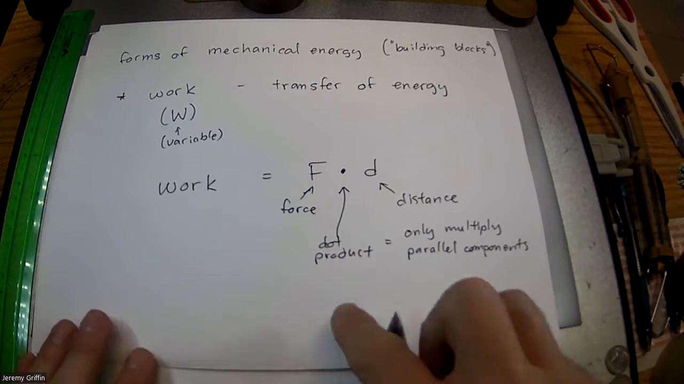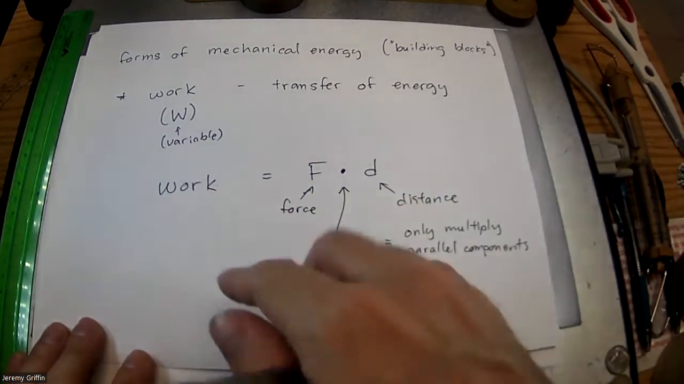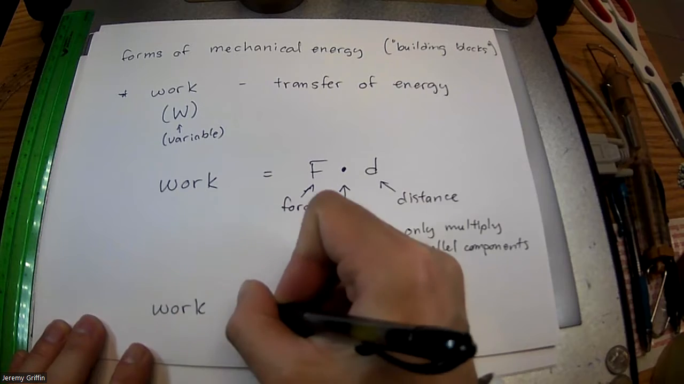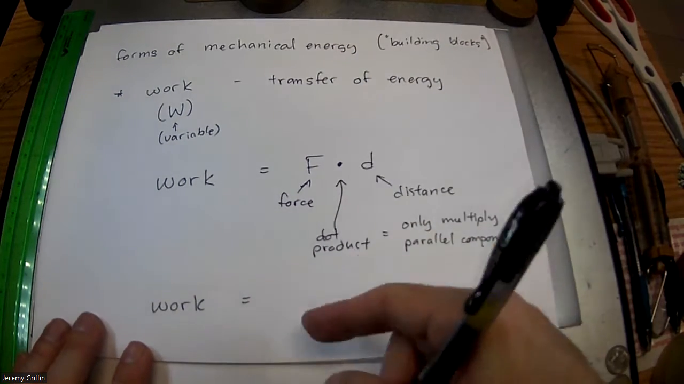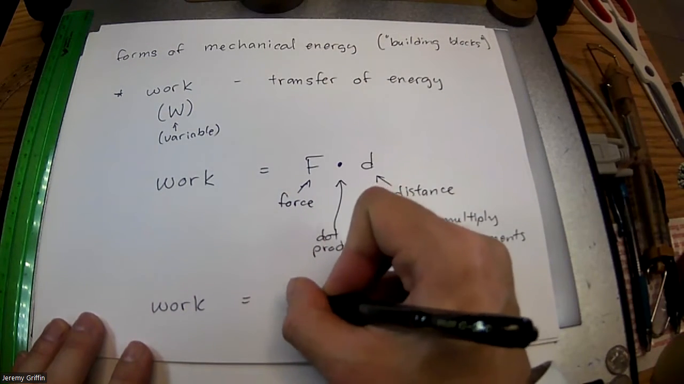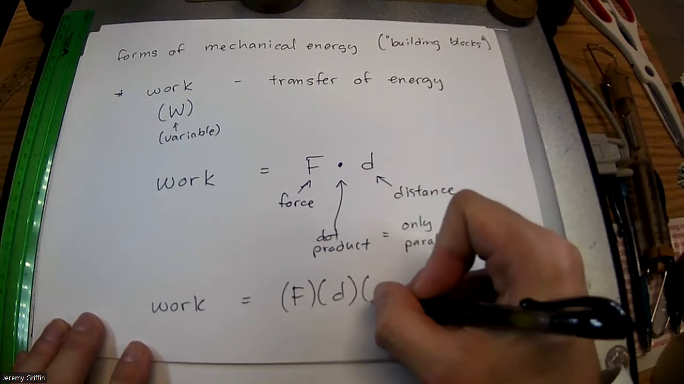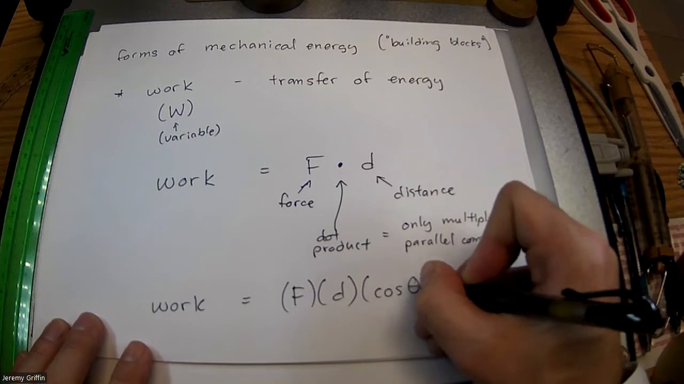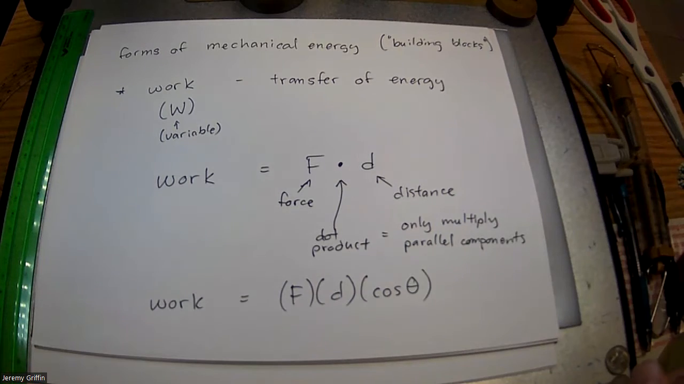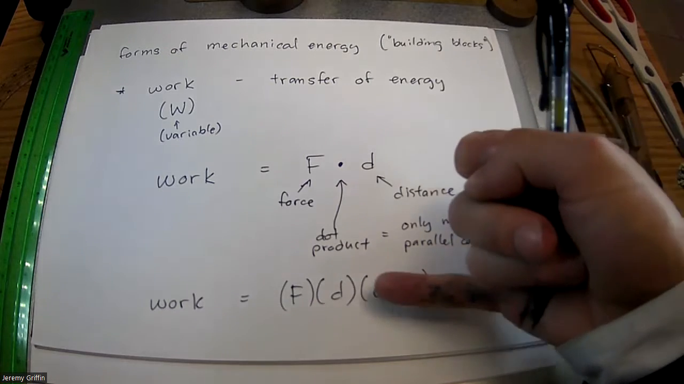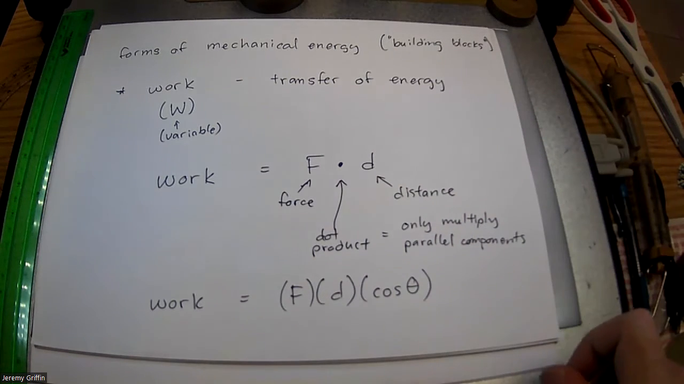Okay, we give you guys a modified version of this, and then we'll do an example. Some textbooks might say this: work is force, the magnitude of force times the magnitude of the distance moved, but only times the cosine of the angle between those two. That's the same thing as the dot product: just multiply the magnitudes times the cosine of the angle between them. Okay, so let's go through some examples.